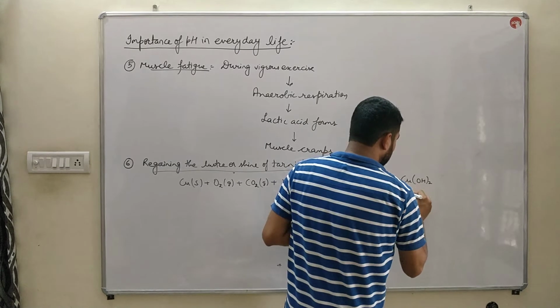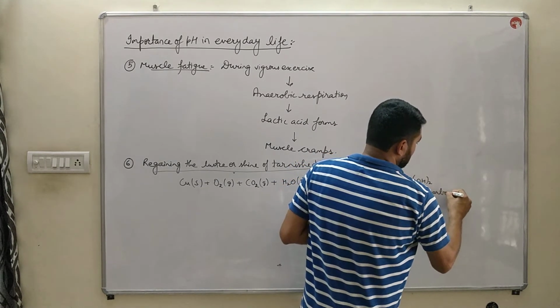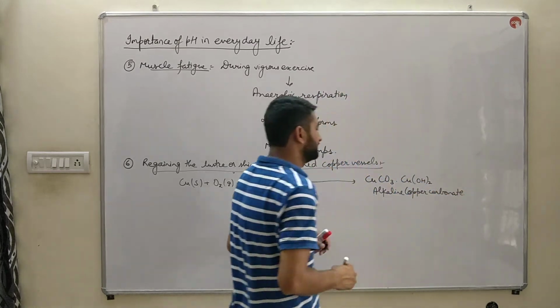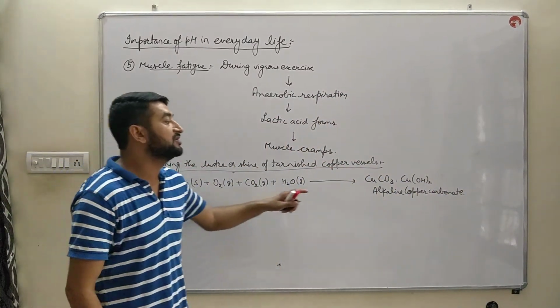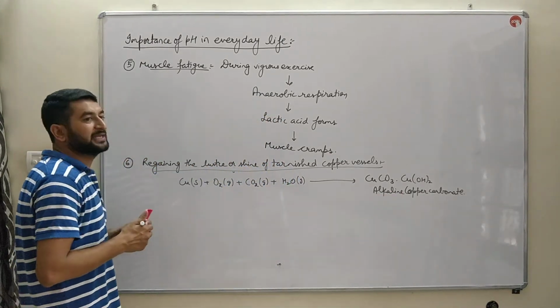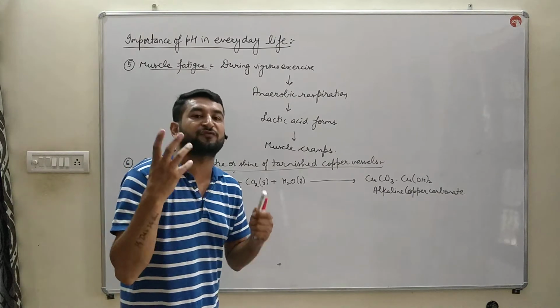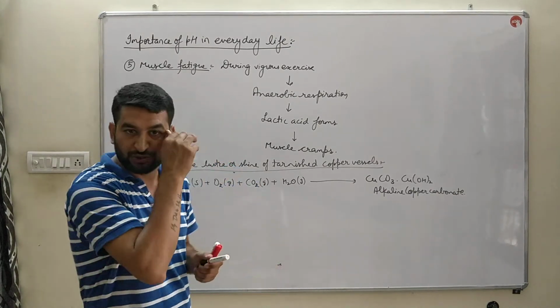This is alkaline copper carbonate, and this is the corrosion of copper. Reddish brown pure copper changes to a green layer. This is the corrosion of copper: the eating up of the upper surface of copper when it is exposed to damp air is known as corrosion.